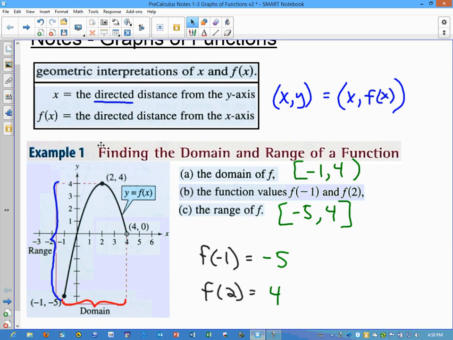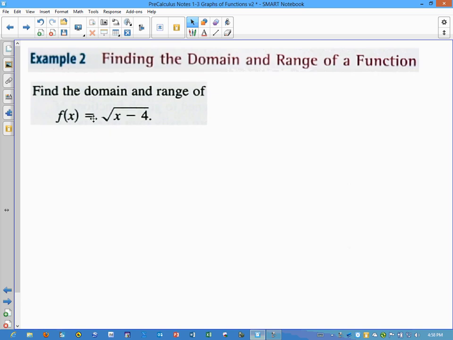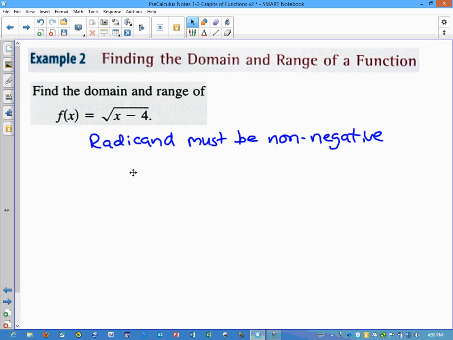All right, let's look at finding domain and range when you're given the equation. So we have f of x equals the square root of x minus 4. Now, we've done one like this in the past, but we were only finding the domain back then. Now we're going to find the domain and the range. So again, the way to look at this is with the understanding that the radicand, which is the expression underneath the radical sign, must be non-negative.